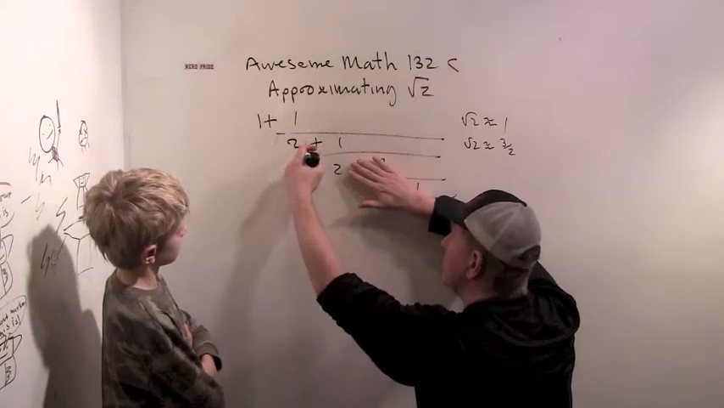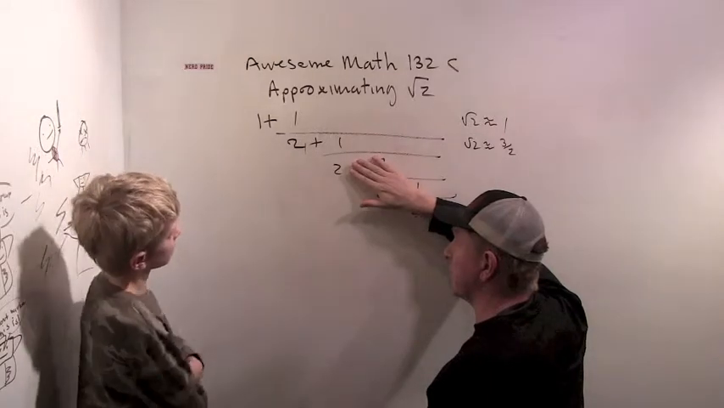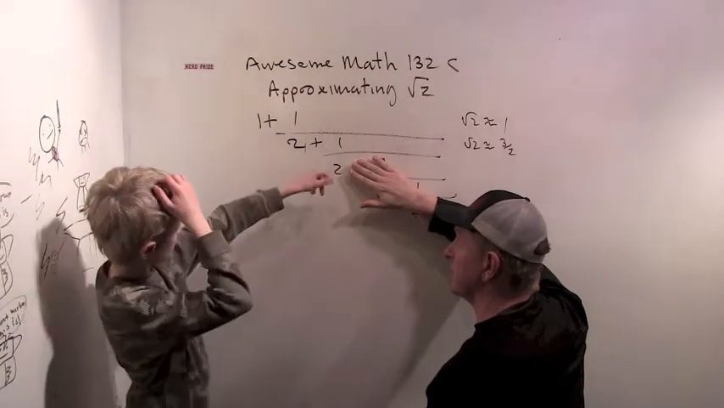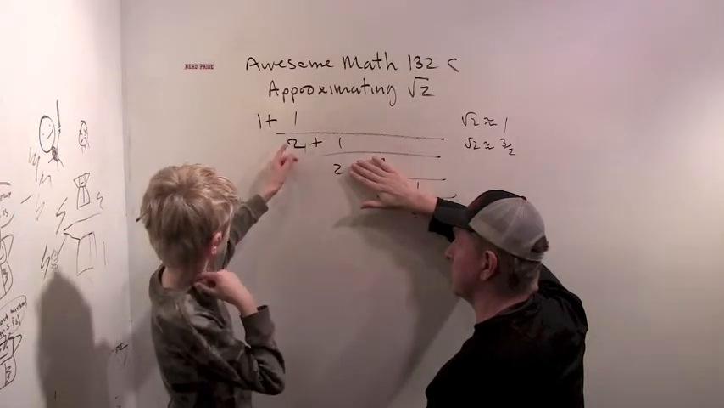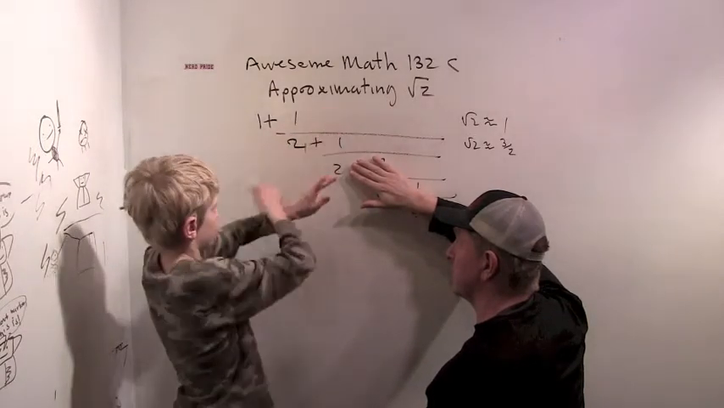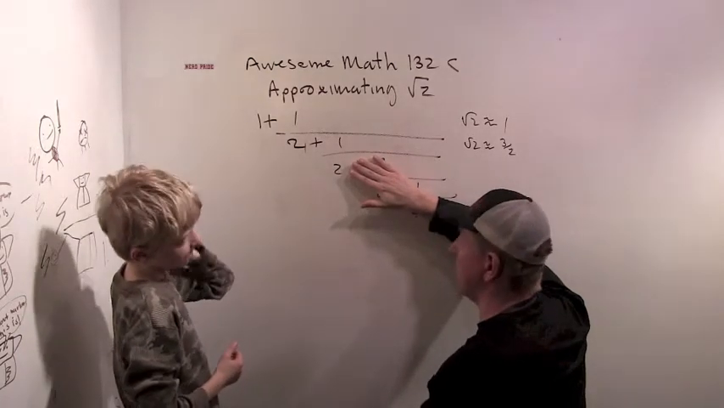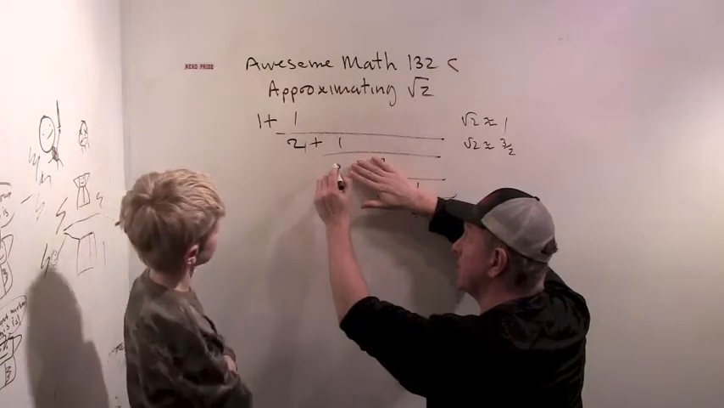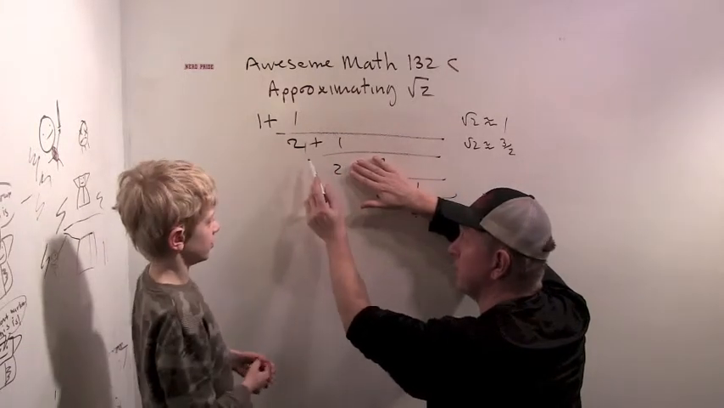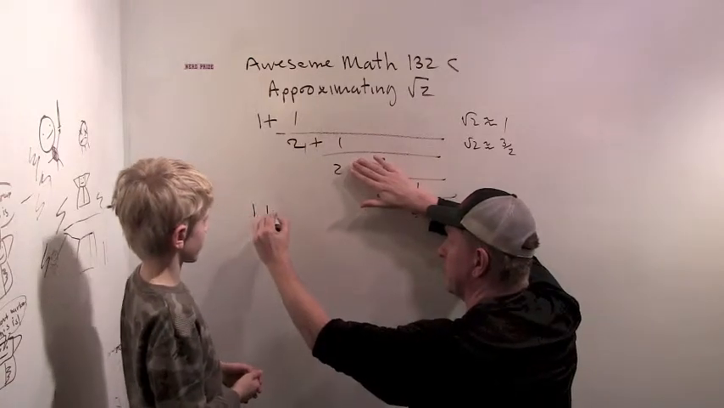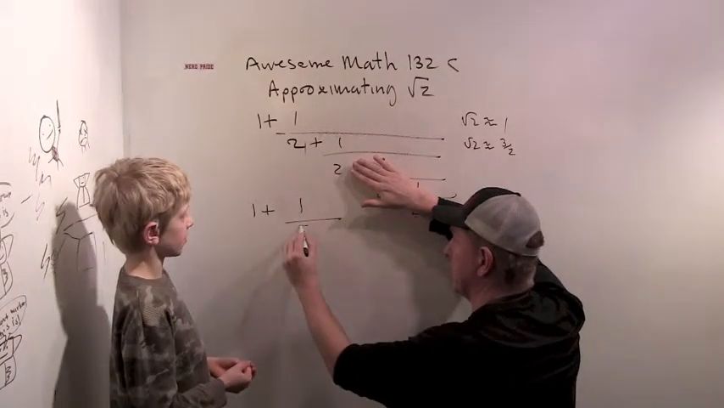Okay, now to here: 1 plus 1 over 2 plus 1 over 2. Now I got a little work to do. What's the first thing I got to do on this one? Not quite 3 halves plus a half, unfortunately. I got to start on the bottom. So I start with 2 plus a half, which is 5 halves.